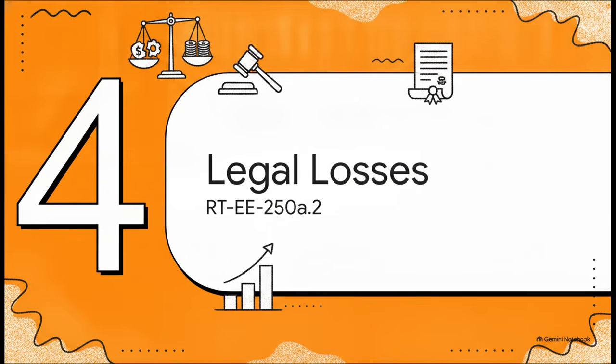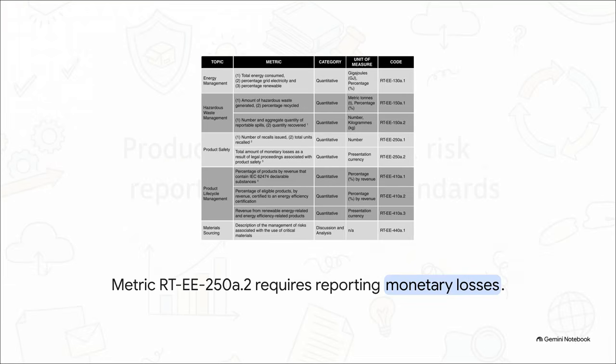Which brings us to section 4, metric 2, legal losses. Let's break down RTE 250A.2. Looking right at the SASB framework itself, specifically metric RTE 250A.2, it mandates quantitative reporting of the total amount of monetary losses as a result of legal proceedings associated with product safety.